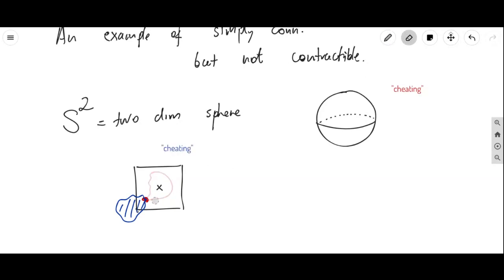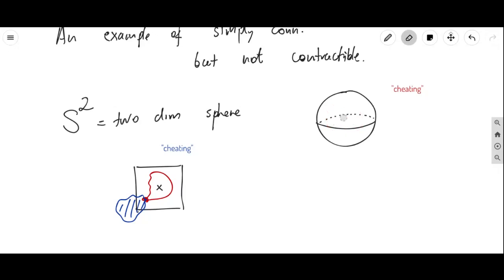And the reason why this is cheating is because when you shrink a loop down to a point, you have to stay within your space, right? You're not allowed to leave your space. The moment you start lifting the loop off the paper, you're leaving your space. So the same thing is happening with the sphere: the moment you start drawing a smaller sphere sitting inside it, and you keep on doing it until you get to the center of the sphere, that's not part of the sphere, and the smaller sphere is not part of the sphere.